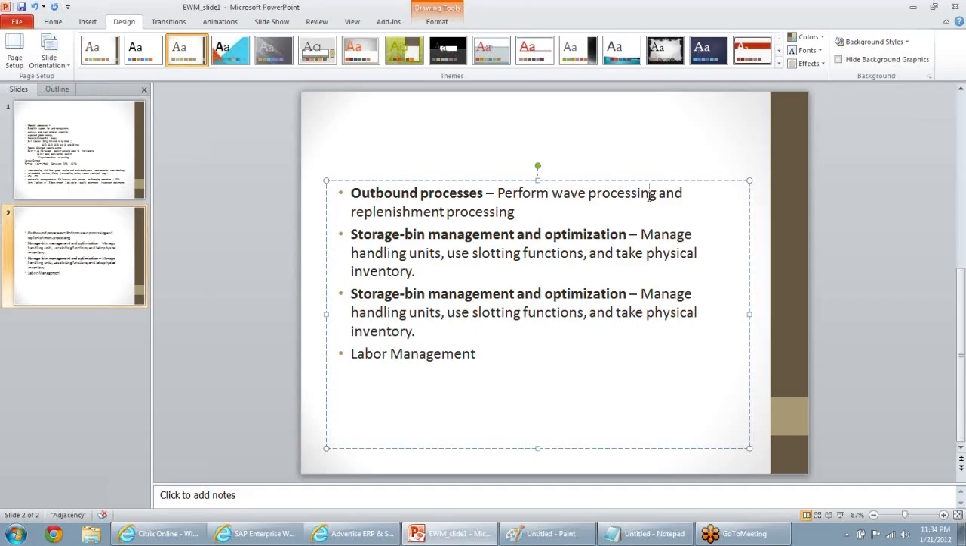What is this wave processing? Like a generic word only. I'm not asking about the SAP things, because before we go to SAP, we should know about these words. Then you can understand it much better when I go to the actual module. What is wave processing on the outbound side?